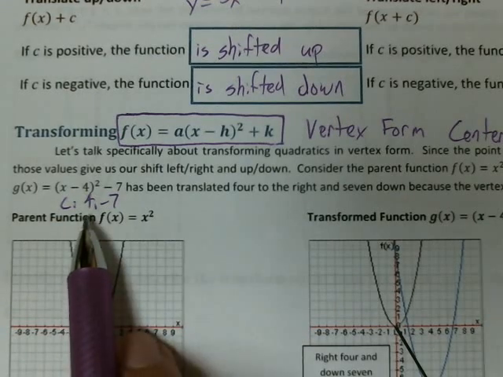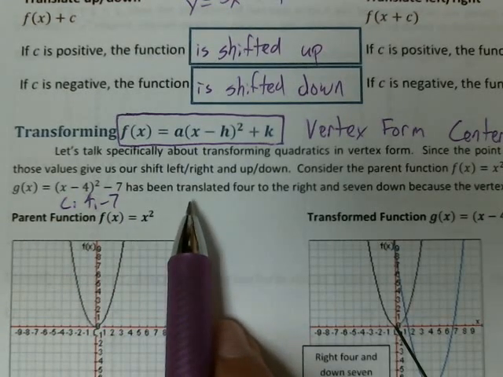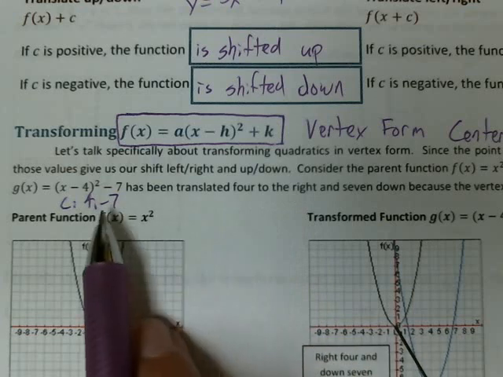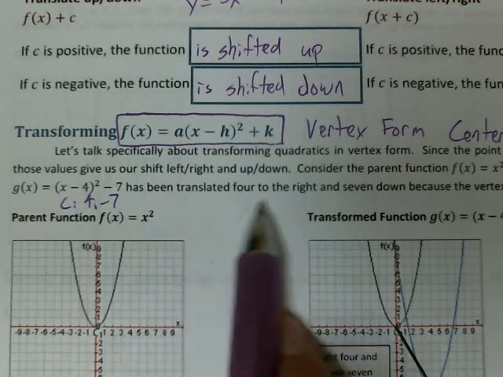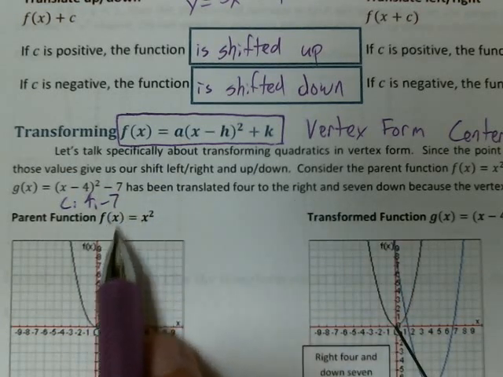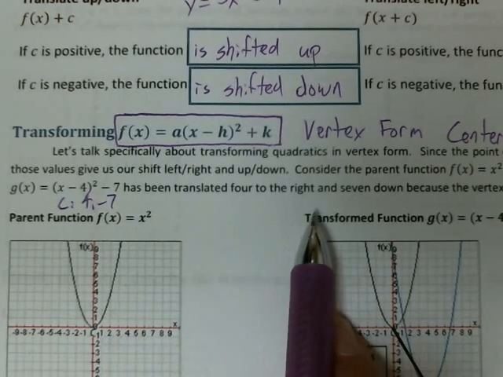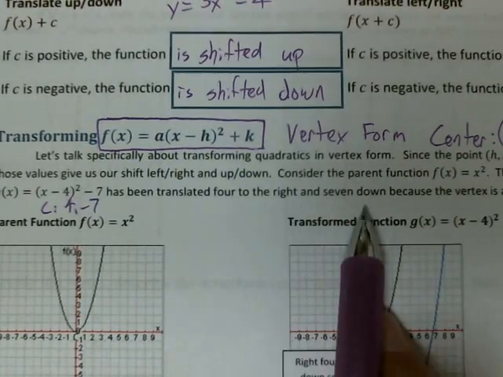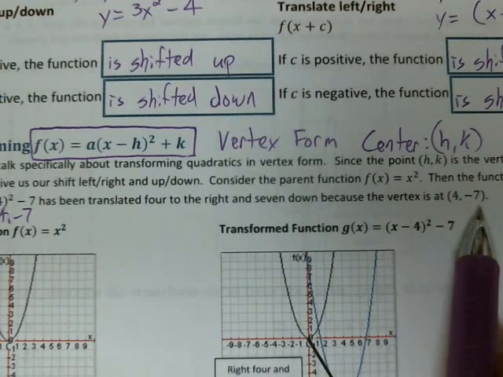So if I have a center of 4, negative 7, that means it's being translated 4 to the right, okay, because that's my x value. I'm going 4 to the right. And then what am I doing with the y? It's negative 7, so I'm going down 7. Okay, so 4 to the right and 7 down because the vertex is 4, negative 7.